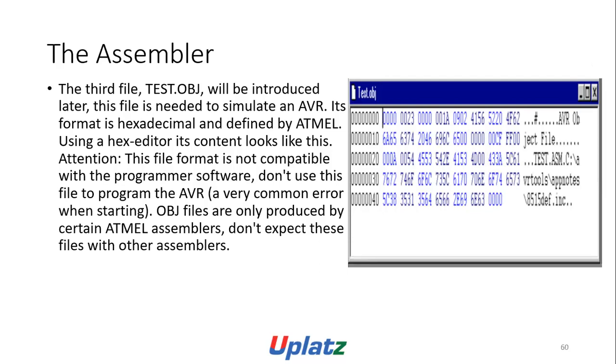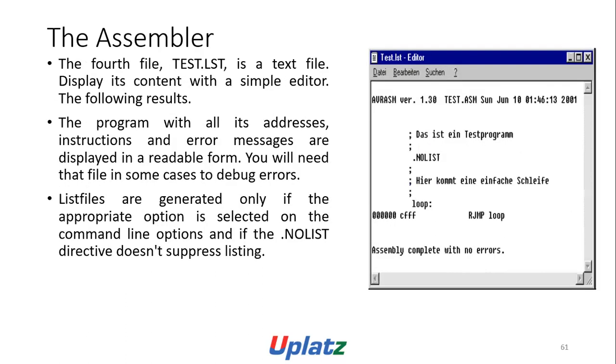The third file is test.obj, which will be introduced later. This file is needed to simulate an AVR. Its format is hexadecimal and defined by ATMEL. Using a hex editor, its content looks like this. Attention: this file format is not compatible with the programmer software. Don't use this file to program the AVR, a very common error. .obj files are only produced by certain ATMEL assemblers. Don't expect these files with other assemblers.